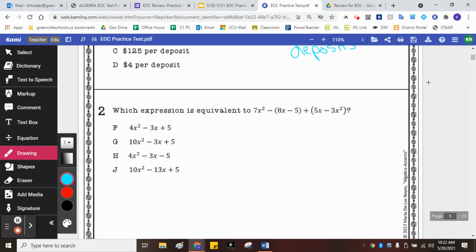Number 2, simplify it. Remember, if there's a negative, that's a -1, and you have to distribute that -1. Here, there's a +1, but multiplying by a +1 is not going to change anything. So the first thing you want to do is get rid of all of your parentheses. That -1 is multiplying to 8x, we get -8x. The -1 is multiplying to -5, so we get +5. And then again, 1 times 5x is still 5x. 1 times -3x squared. I just messed the question up. -3x squared.